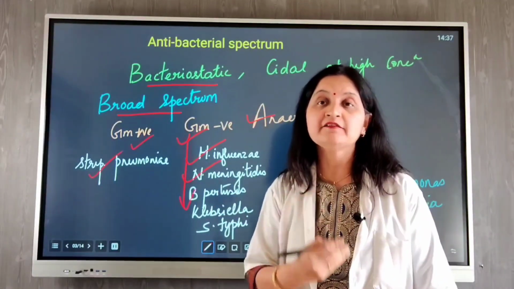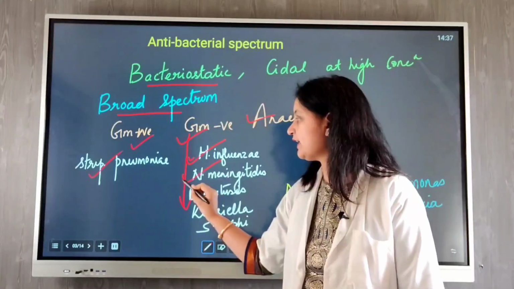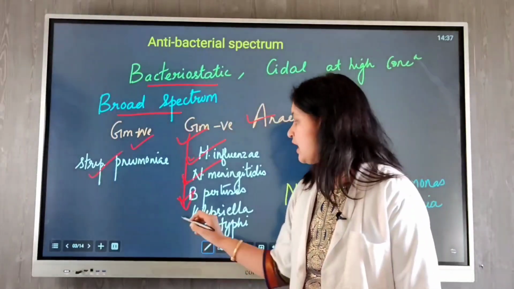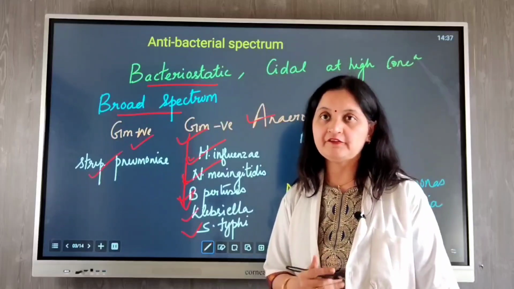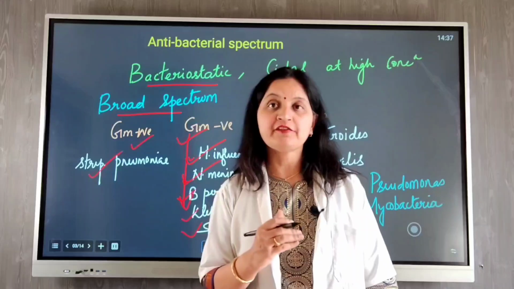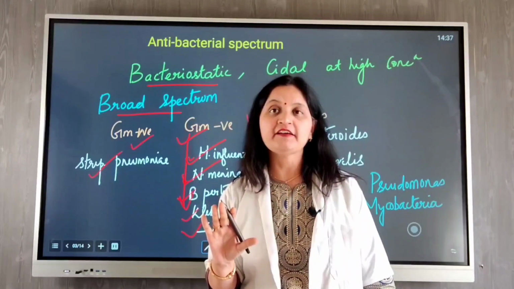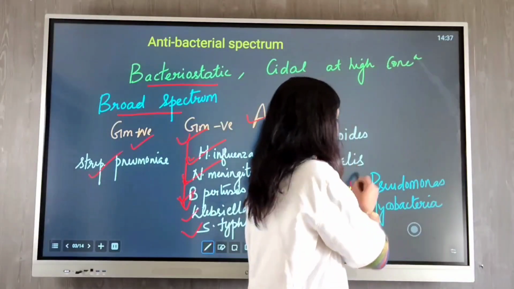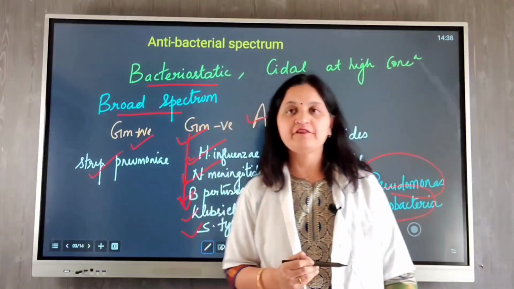It is more active than tetracycline against gram-negative organisms such as H. influenzae, Neisseria meningitidis, Bordetella pertussis, which causes whooping cough, Klebsiella, and Salmonella typhi, which causes typhoid fever or enteric fever. Also, it is effective against anaerobic organisms such as Bacteroides fragilis. But to be noted that, like tetracycline, it is not effective against Pseudomonas, Proteus, and Mycobacteria. So Pseudomonas, Proteus, and Mycobacteria are not affected by chloramphenicol.